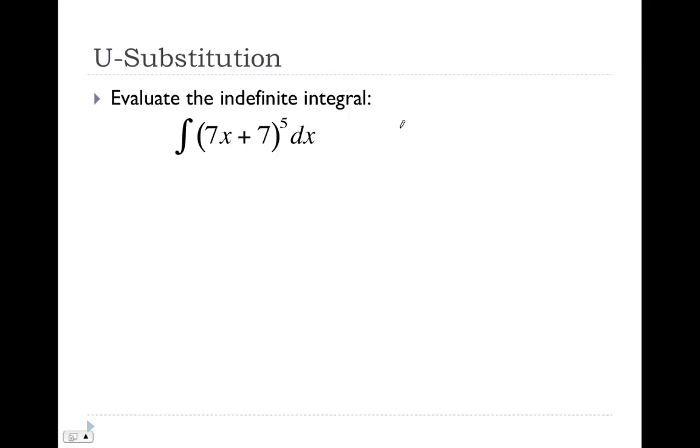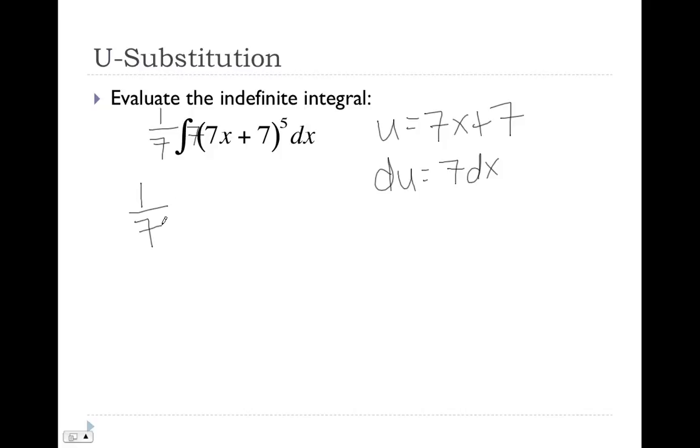This is also u substitution. I'm going to define u as 7x plus 7. Therefore, du is 7 dx. I notice there is no 7 dx to account for my du, so I'm going to throw a 7 in here somewhere, wherever I can fit it. There's my 7. And that 7 needs to be balanced by a 1/7 in front of the integral.